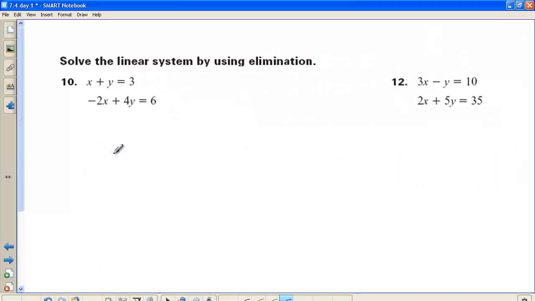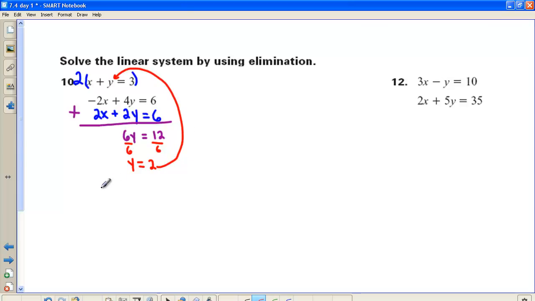All right, now it says solve by using elimination. So if you look, this is a 1x and this is a negative 2x. What happens if I multiply this first equation by 2? And then add. x is eliminated. I would have 6y equals 12. Divide by 6. y equals 2. Now all I have to do is go back to the beginning. I would say x plus 2 equals 3. x equals 1. My solution to this system is the ordered pair (1, 2).